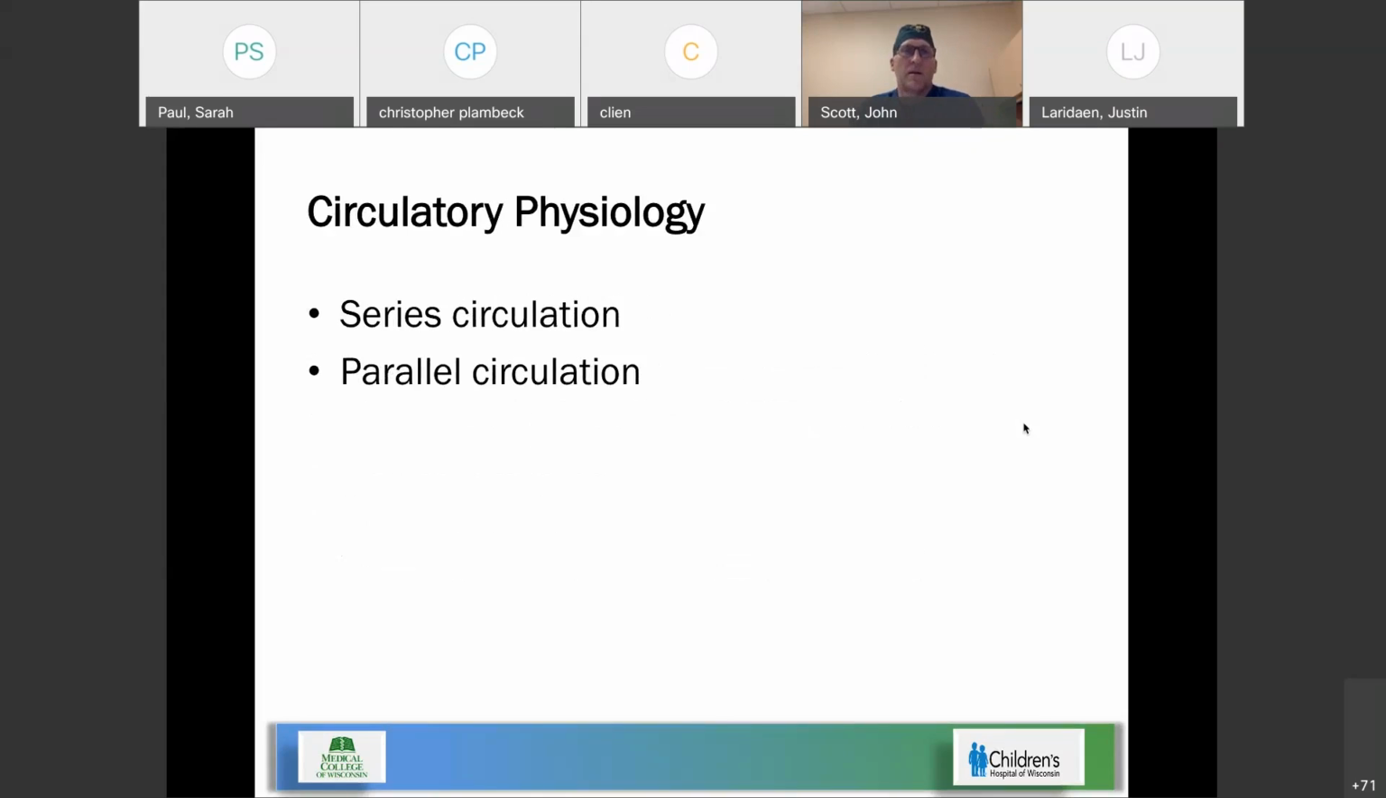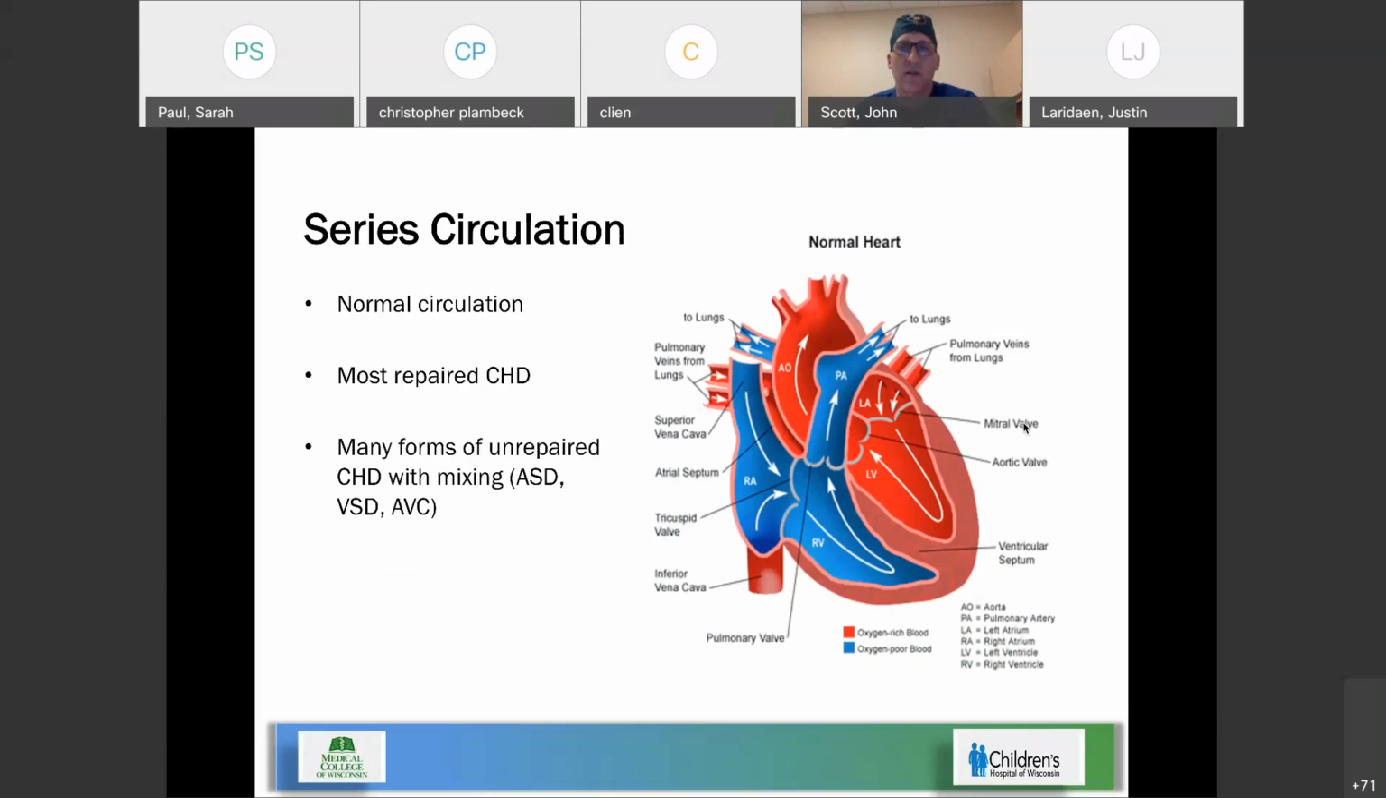When we talk about circulatory physiology, at the basic nuts and bolts, it's important to think about whether the circulation is in series or in parallel, and that comes down to basic physics. The series circulation, which you see here, is really what the normal circulation is.